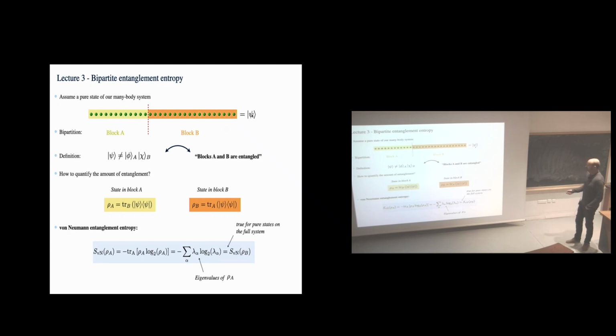And if the total system is a pure state, one can easily show that if I compute it for subsystem A and subsystem B, it's going to be the same. So in a way, it's really the entropy, a sort of lack of information. It's like if I give you one part of the system, how much information do you miss to construct the whole state? And this is how much entanglement there is with the other part.